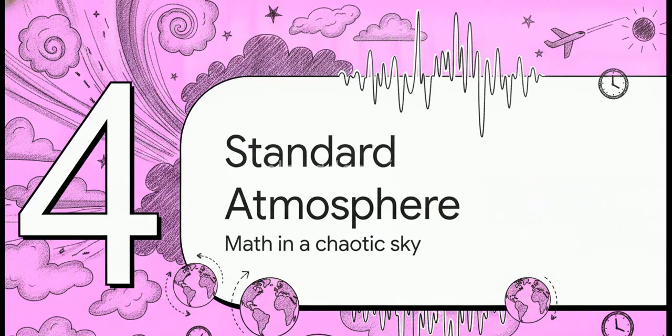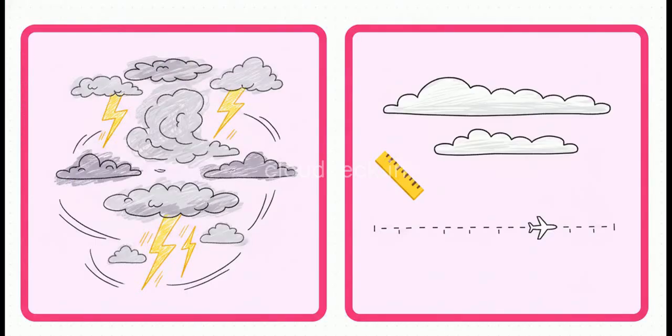All right, part 4, the standard atmosphere, bringing some math to a chaotic sky. We have just seen how wildly the real atmosphere varies by latitude, by season, even by the time of day. So the big question is, if the real sky is always changing its temperatures and its boundaries, how on earth do we standardize aircraft altimeters worldwide? If an altimeter uses air pressure to guess its altitude, a chaotic atmosphere is a massive problem.